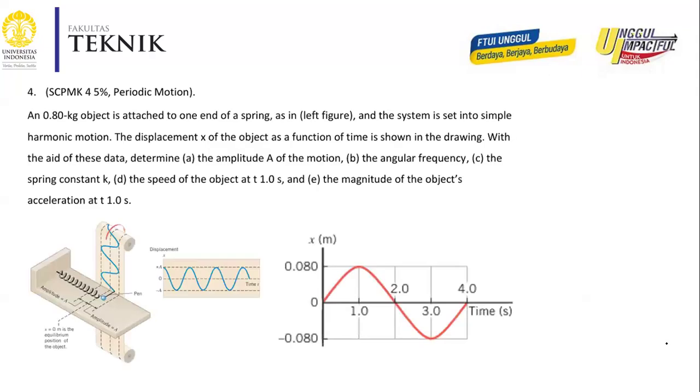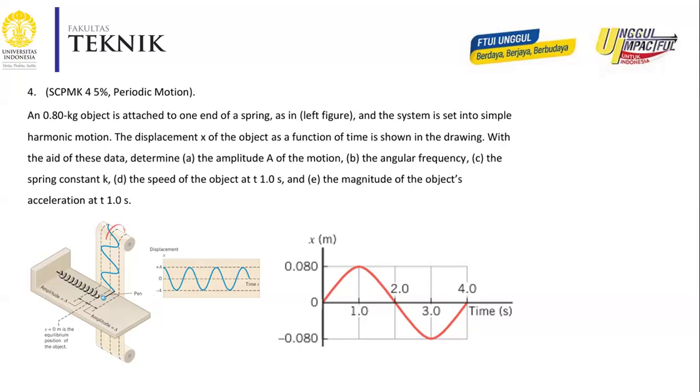Okay, and then the last topic is periodic motion. A 0.80 kilograms object is attached to one end of a spring, as in left figure. So this one, the system is like this. There is a spring and ball, and the system is set to into simple harmonic motion. The displacement x of the object as a function of time is shown in the drawing. With the aid of this data, determine the amplitude A of the motion, the angular frequency, the spring constant k, and the speed of the object at 1 second, and the magnitude of the object's acceleration at 1 second.